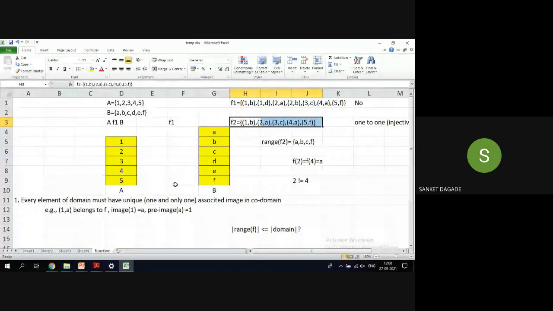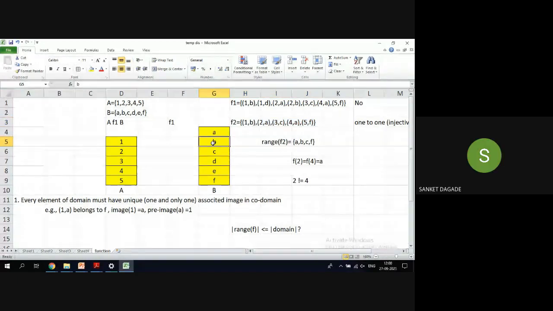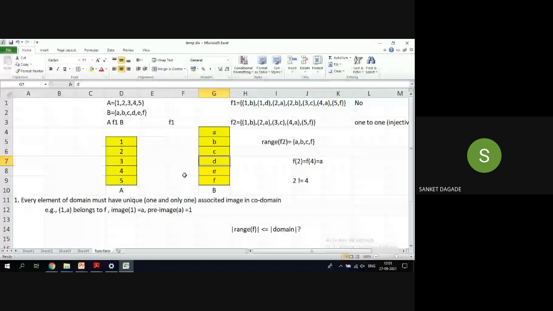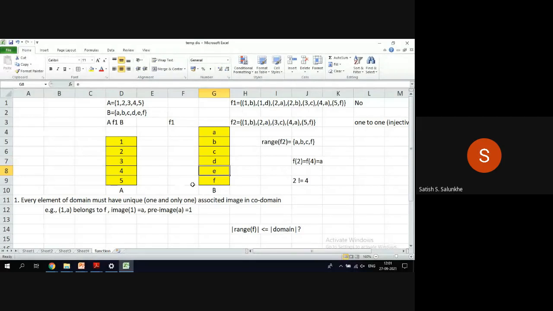2 and 4. What is the pre-image of B? 1. What is the pre-image of C? 3. What is the pre-image of D? Not D, F is 5. What is the pre-image of E? No. All the elements of the codomain, do they have a pre-image? Yes or no? No. Be louder. No, sir.